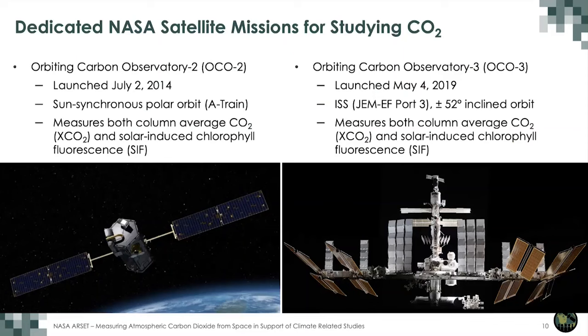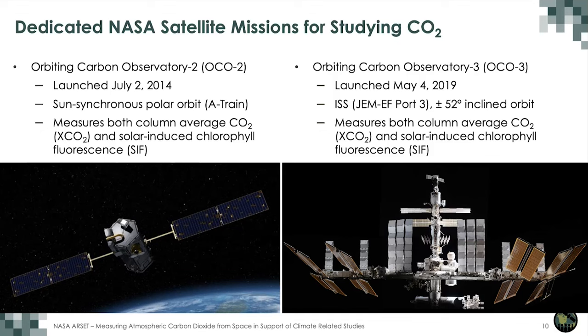So that brings us to the motivation for having satellite measurements. Satellites, of course, can provide global scale coverage and also long-term measurements, not as long as the ground-based record, but we're building up that record. In this course, we're going to focus on two NASA missions that are dedicated to studying CO2 in our atmosphere, the OCO-2 and OCO-3 missions. OCO-2 was launched in July 2014. It's in what we call a sun-synchronous polar orbit, so it passes over the same location at the same given time every day, with a 16-day repeat cycle. It's measuring both the column average CO2, or XCO2, which we'll talk about more later, as well as a quantity called solar-induced fluorescence, which is a measurement of the photosynthetic activity of plants.